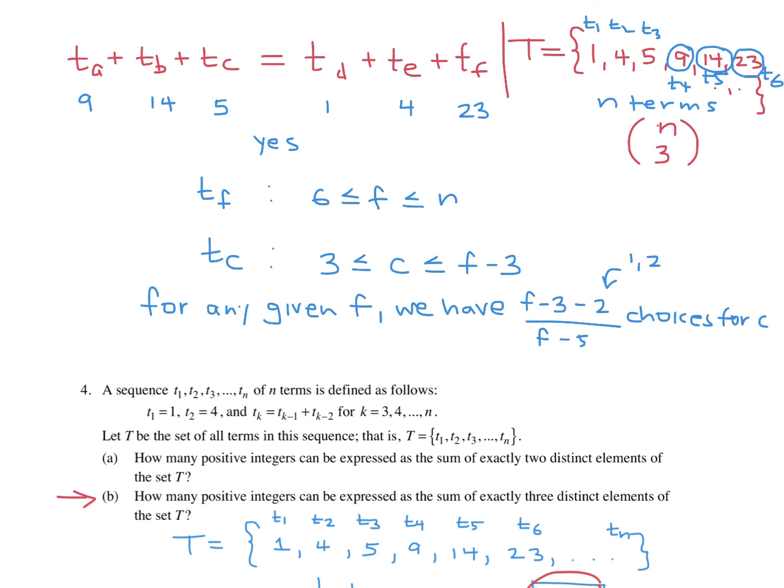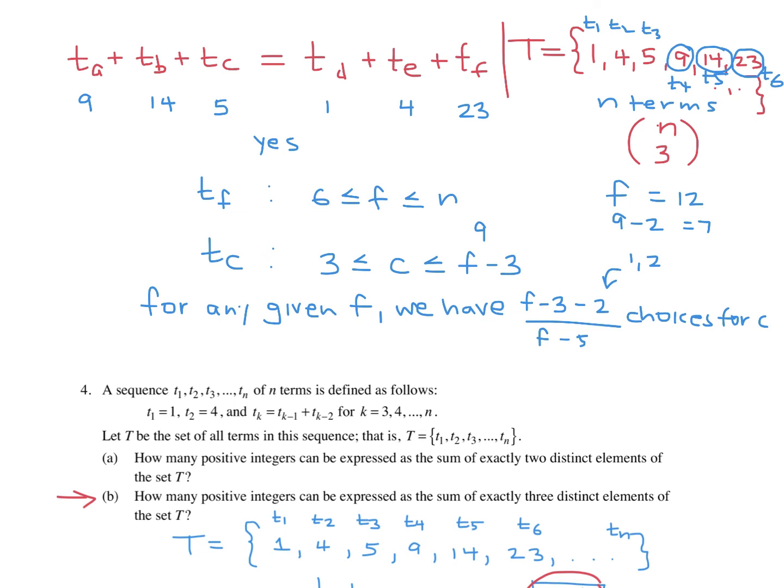Correct? So let me just give you an example. Let's say we had F equal to 12. Correct? That means F minus 3 is 9. So how many numbers are there between 3 and 9 inclusive? Well, it looks to me like it's 9 minus 2, which is 7. So that's basically how you'd get 7, would be 12 minus 5. So hopefully that made sense.